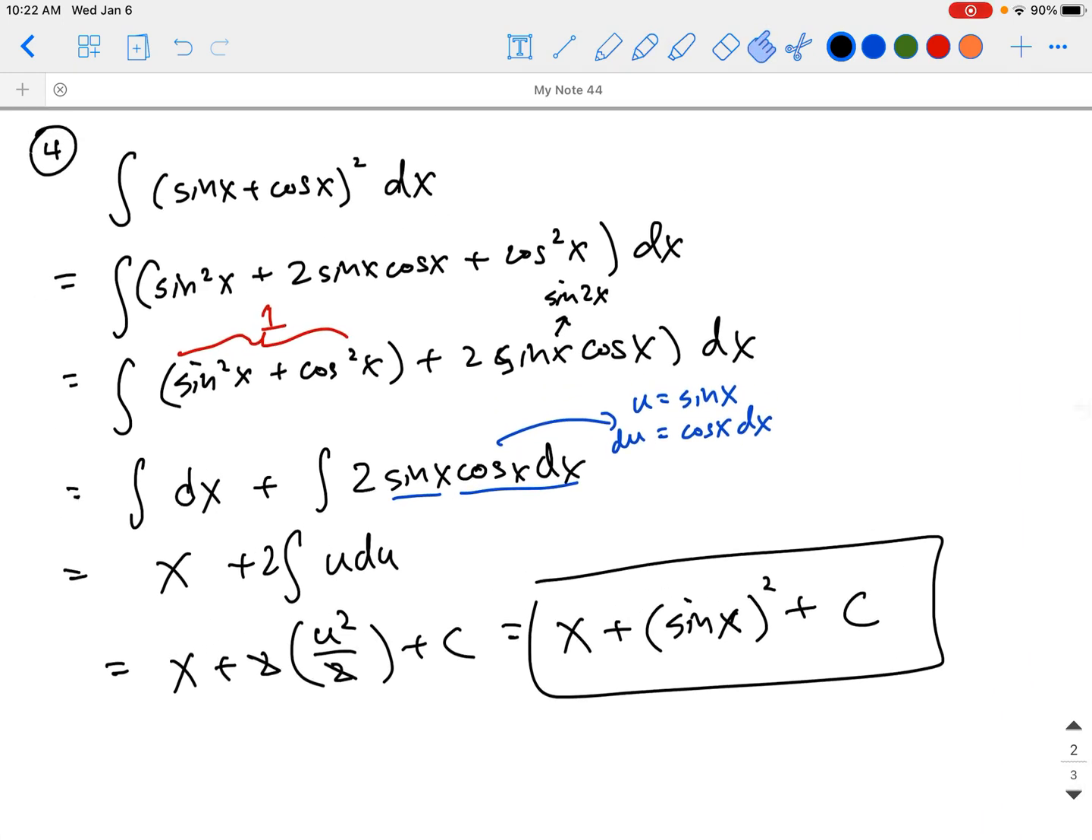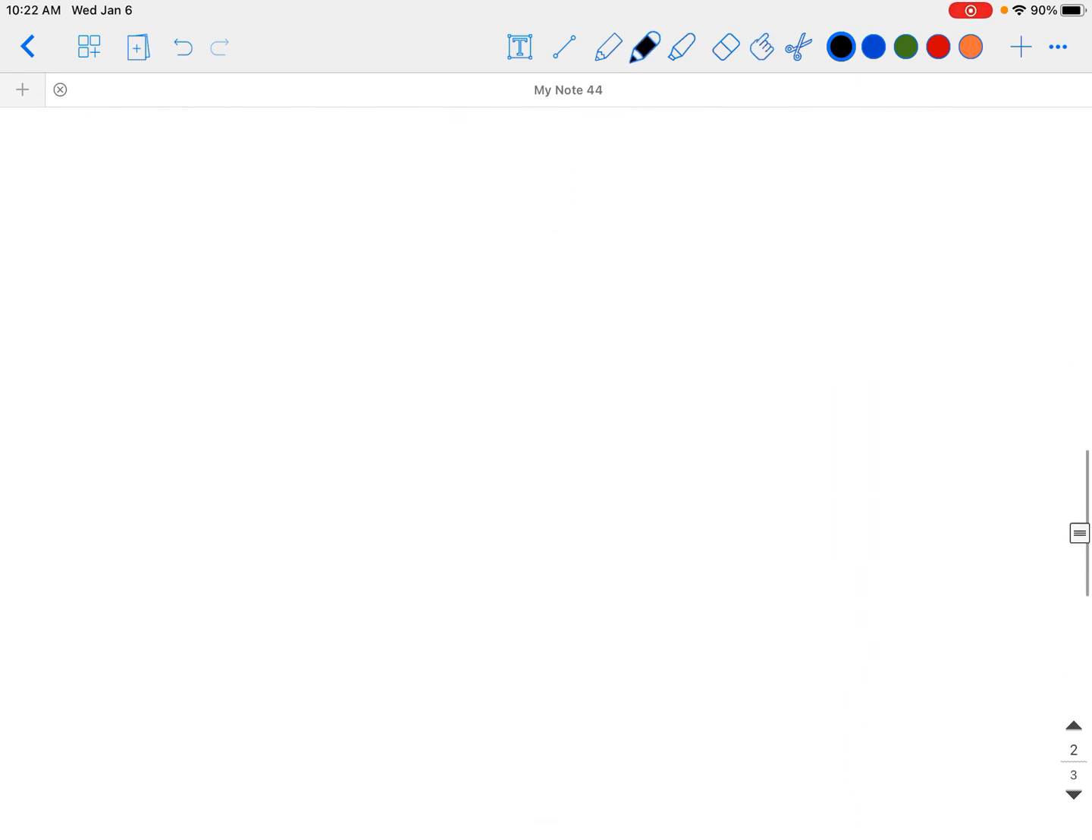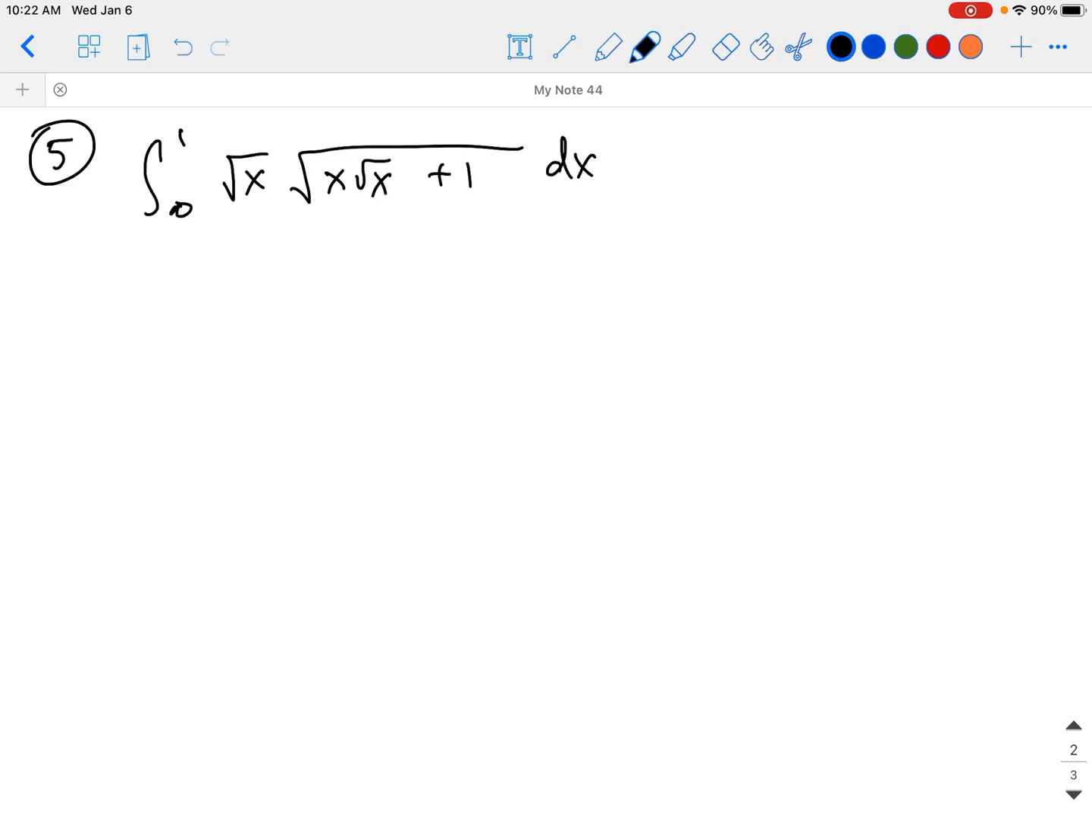All right. So looking here, I've got some definite integrals. So why don't we get to one of those? So we'll look at another interesting example. Let's see, number 5, we'll do the integral from 0 to 1 of the square root of x times the square root of x, plus 1.